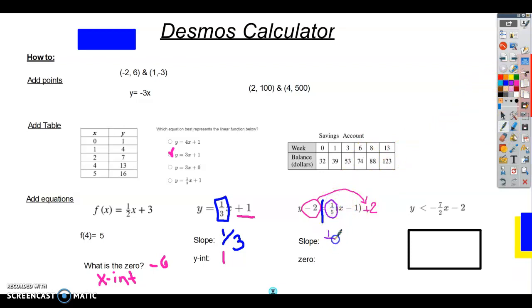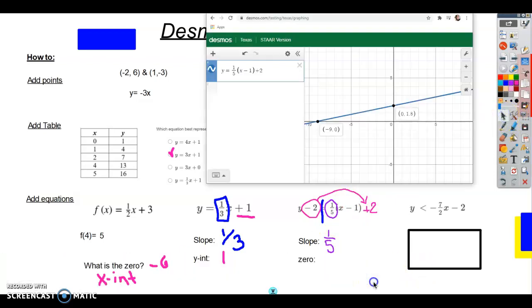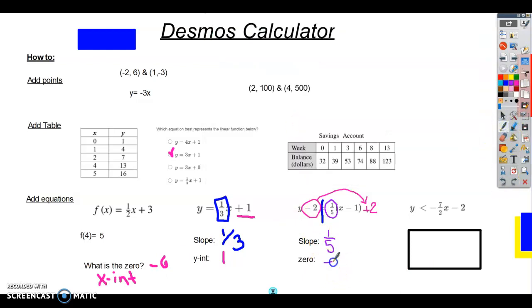So 1/5. Okay? And my 0, we just found the 0 right now. The 0 is right here. Not this one, this one. -9. So -9 is my 0. Okay, this next one is an inequality, so you can graph it just like that, I think.